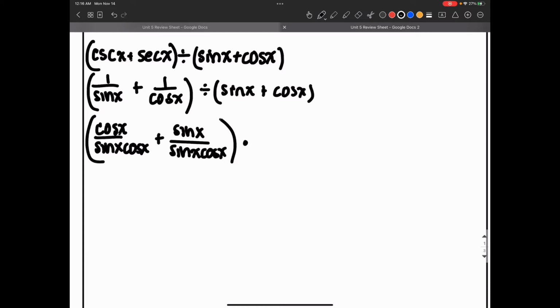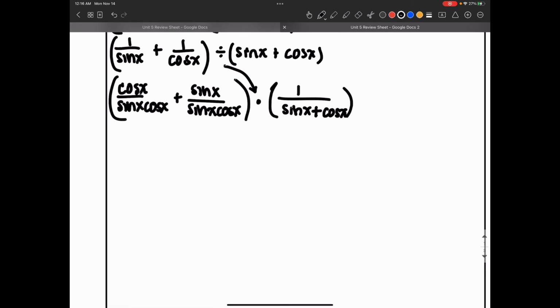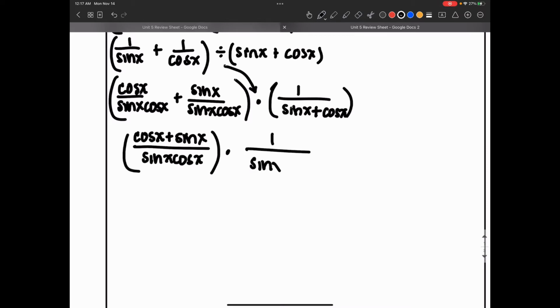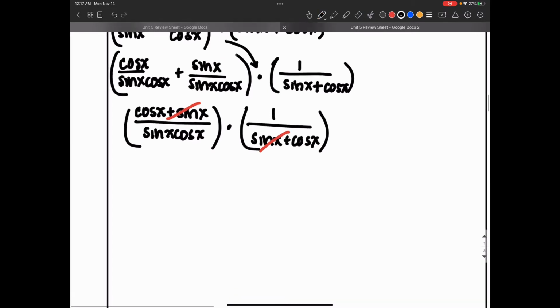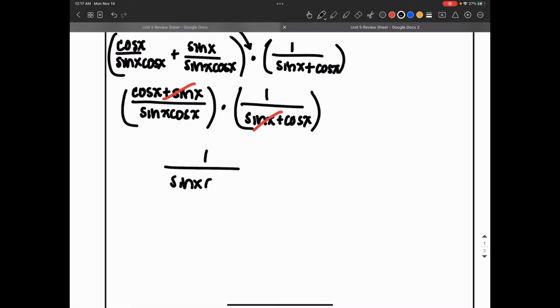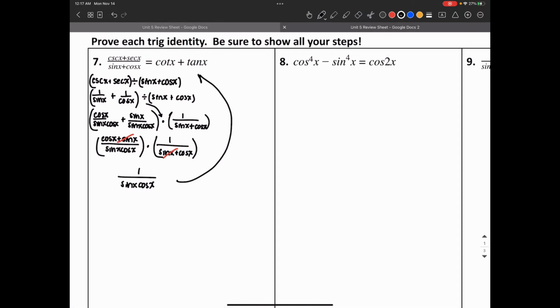And then I'm going to change this division to multiplication and change this to its reciprocal, which would be 1 over sine of x plus cosine of x. And then I can combine these two things. So I'd have cosine of x plus sine of x all over sine of x cosine of x times 1 over sine of x plus cosine of x. And then I'm going to see that this and this cancel, and I'll have 1 over sine of x cosine of x. And the goal is to get it to be this, so I'm going to have to think of some way that I would be able to separate these two things.